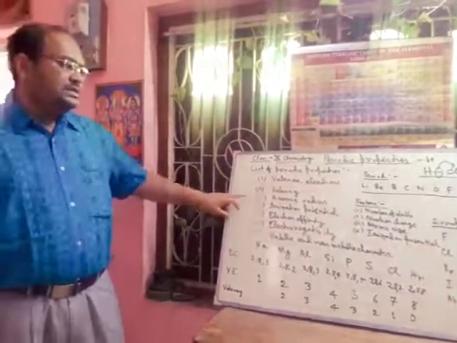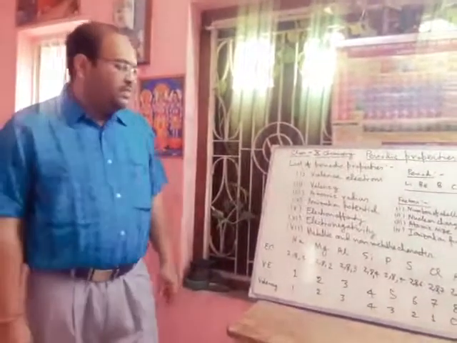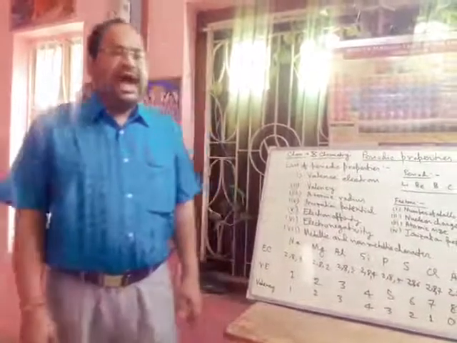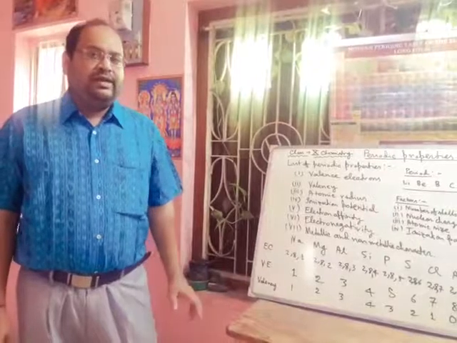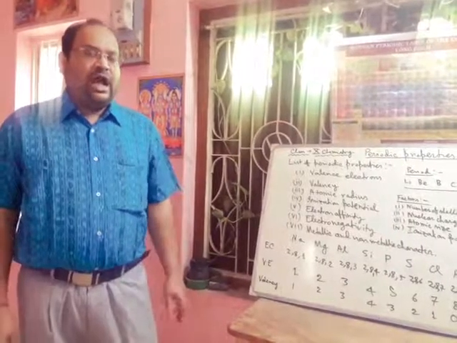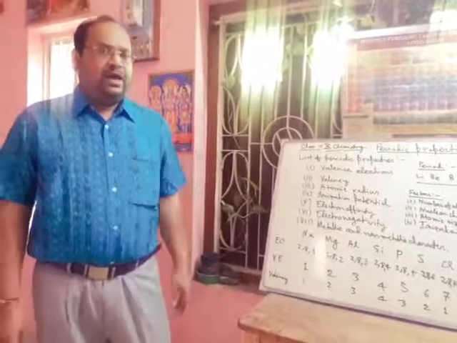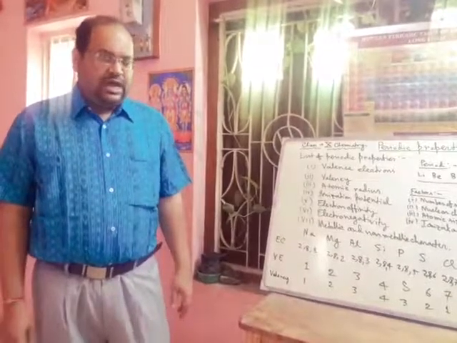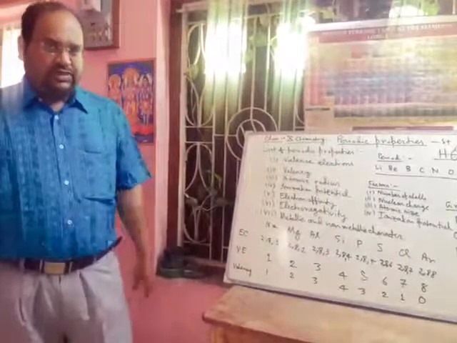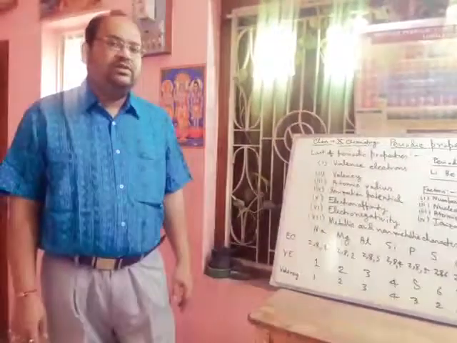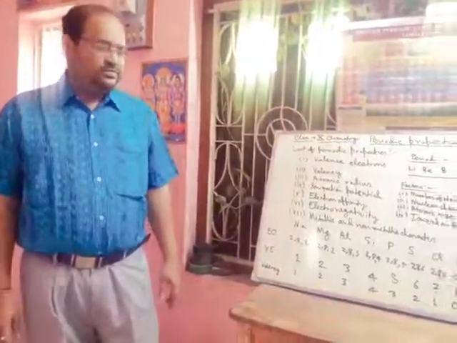Next we will discuss the atomic radius. Now what is atomic radius? Atomic radius is the distance from the nucleus of an atom to its outermost electron, and it is generally expressed in angstrom units. 1 angstrom is equal to 10 to the power minus 8 centimeter.